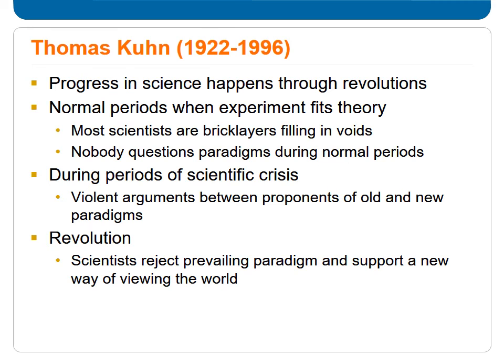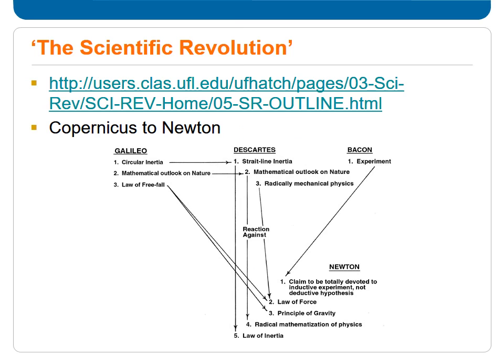Eventually, data doesn't fit theory. During periods of scientific crisis, violent arguments erupt between proponents of new and old ideas. Eventually, the revolution takes hold, and scientists reject the prevailing ideas and support a new way of viewing the world. This graphic shows the scientific revolution we know of from Copernicus putting the sun at the center of the solar system. It took many years further for it to be accepted and for Newton to put forth his laws of motion and universal law of gravity to explain what Copernicus originally proposed.